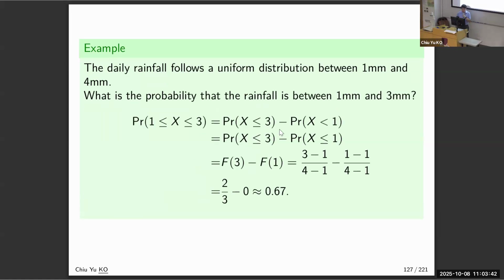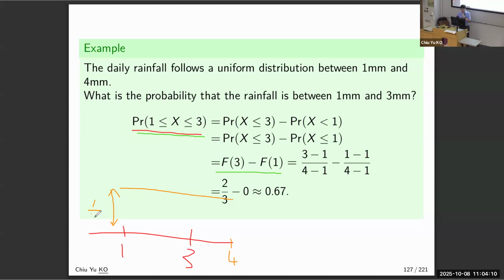And of course, you can also calculate probability. You can either draw the graph or use the formula. Between 1 and 3, you have 1 here and 3 here. The F is from 1 to 4, which is here. And the height is what? The height is actually 1 over 3, and the base is just 2. This is the area, 2 times 1 over 3.